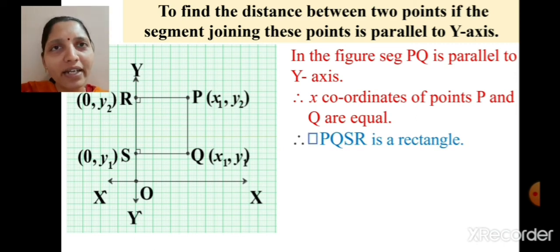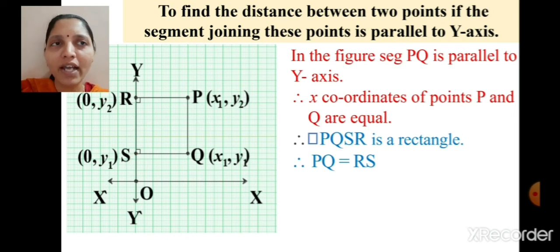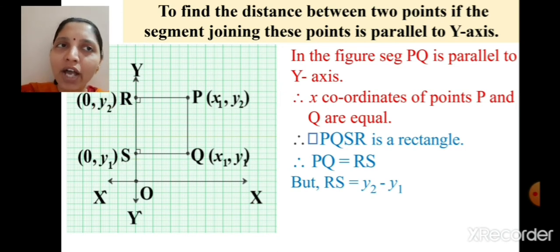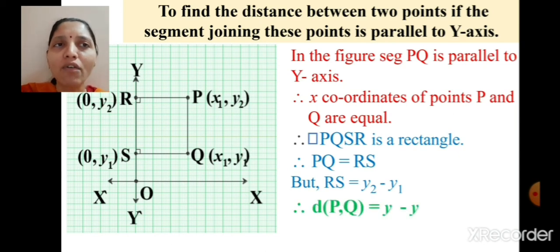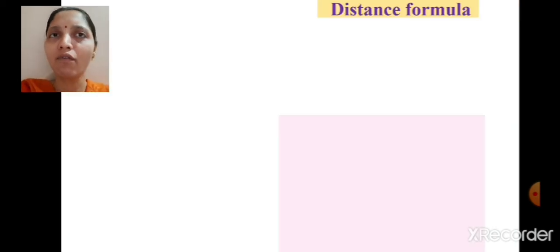This is a rectangle. Now PQ will be equal to RS. Opposite sides of the rectangle are congruent. But RS is equal to how much? Yes, y2 minus y1. Therefore the distance of PQ is equal to y2 minus y1. So this is the formula to find the distance between the points if the segment is parallel to the y-axis. Okay. Now let's learn the distance formula.